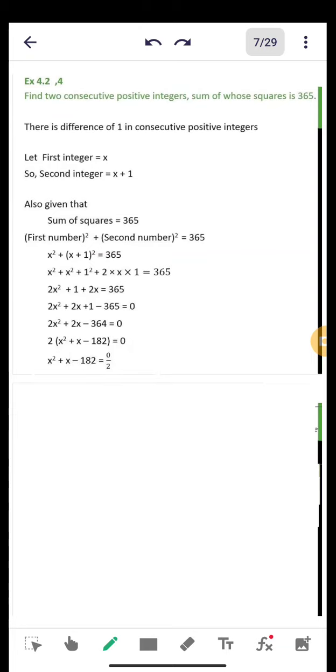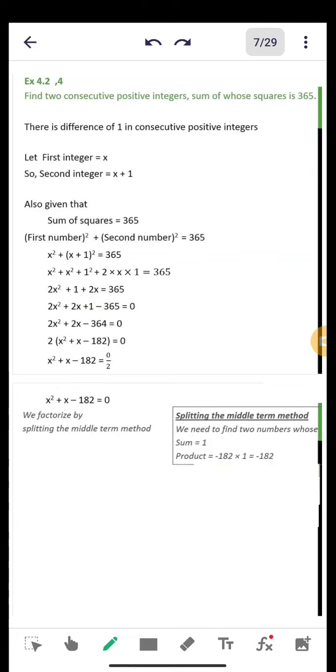I can take 2 common from here because these all are even numbers. So 2 is common, remains x square plus x minus 182. So we have got the same number as a constant, that is 182. Just now we have taken the factors of 182 as 13 and 14. So factorizing this again by using any method, here the product of the first and last term is minus 182 and the middle term is 1x. So the factors can be taken as 13 and 14 here, but minus 13 plus 14.